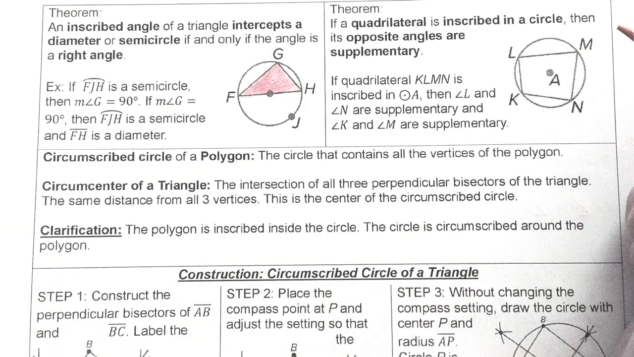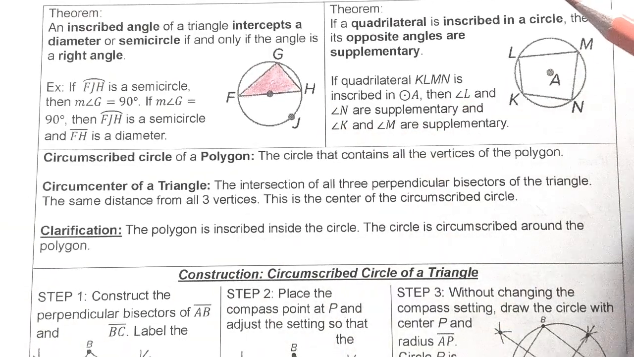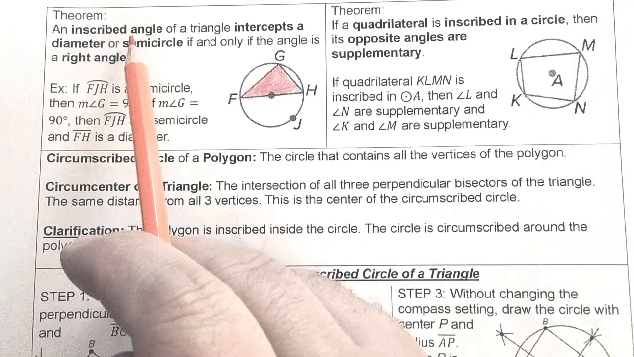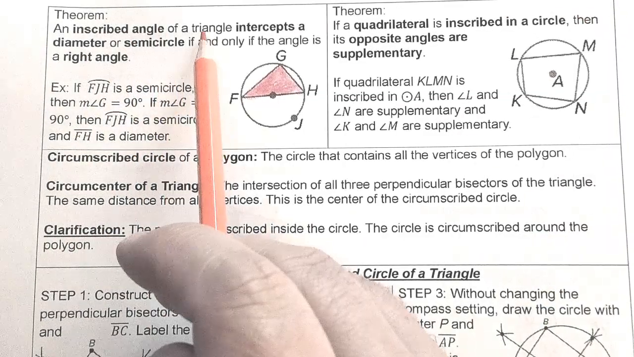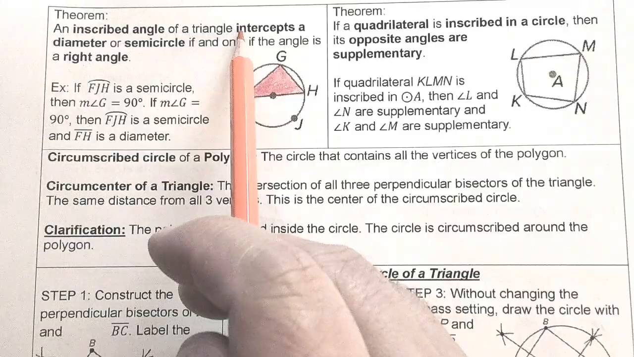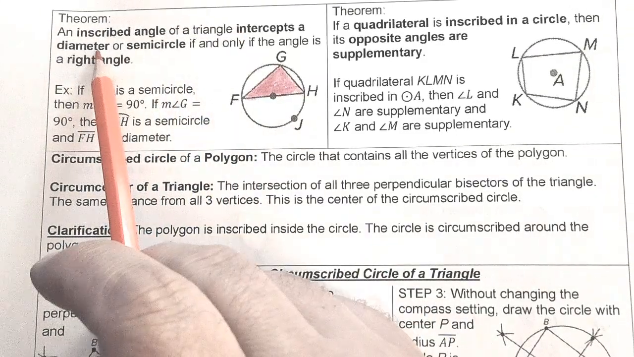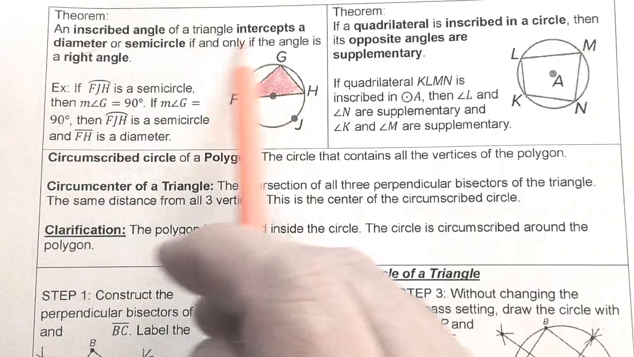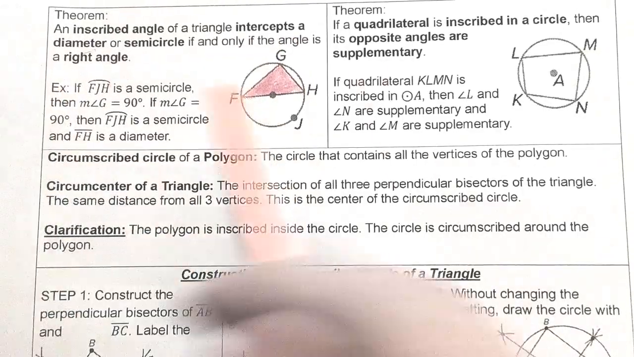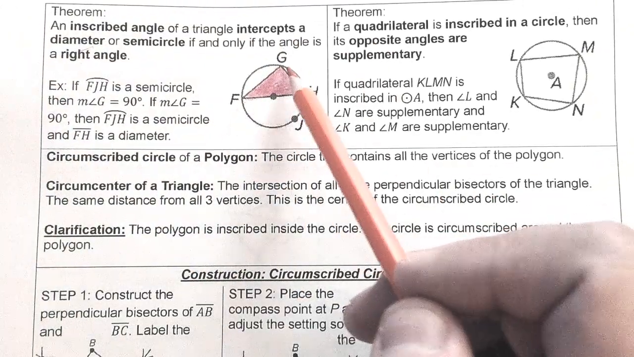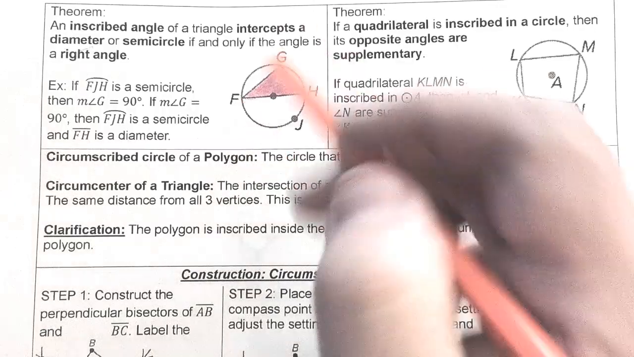Okay, so I drew this out. A couple of things I want you to know. Well, let me say what it says, and then I'll add my little 2 cents. So on this side, an inscribed angle of a triangle intercepts the diameter or semicircle if and only if the angle is a right angle. So G here, it splits this guy.